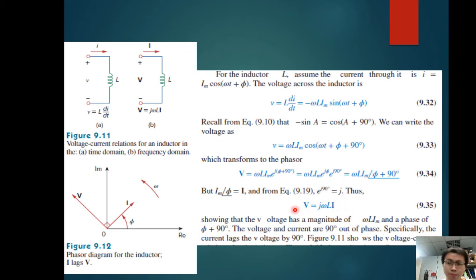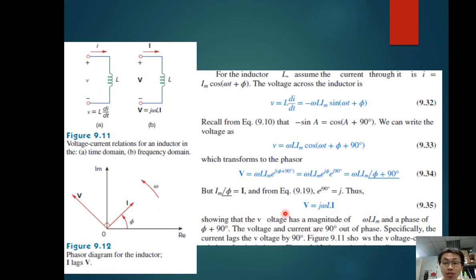From equation 9.19, the exponential of j 90 degrees is actually j. So we can extract this 90 degrees as a j. Just now this was no j, and now it becomes j. ωLIm, ωLIm, with the angle of φ for I is this one, so I just put it in as an I.